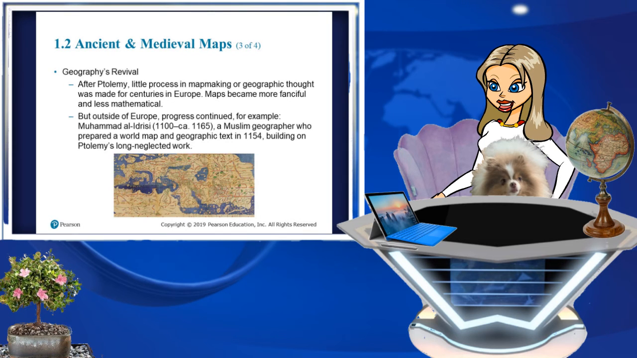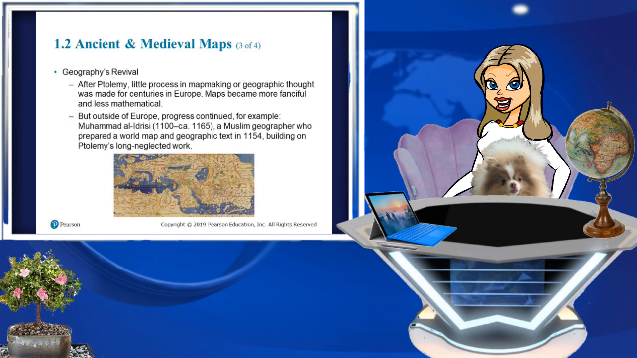After Ptolemy, little progress in map making or geographic thought was made for centuries in Europe. Maps became more fanciful and less mathematical. But outside of Europe, progress continued. For example, Muhammad al-Idrisi, a Muslim geographer, prepared a world map and geographic text in 1154, building on Ptolemy's long-neglected work.